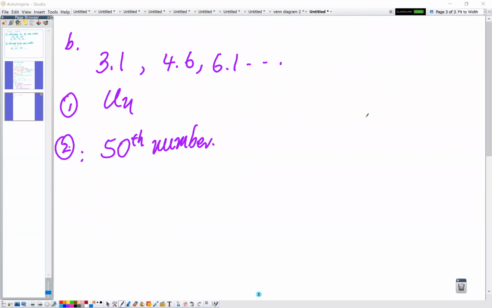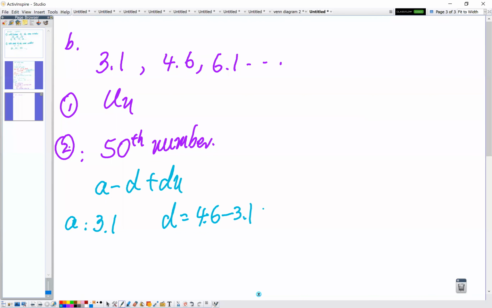Okay, thumbs up. Look at how you work this out. In this case, this is a question that gives you decimals. We still follow the same formula. The formula we are following is A minus D plus Dn. A is the first number, which is 3.1. D is the difference, 4.6 take away 3.1. Answer is 1.5. So Un is A minus D, 3.1 take away 1.5, plus 1.5n. Answer becomes 1.6 plus 1.5n.